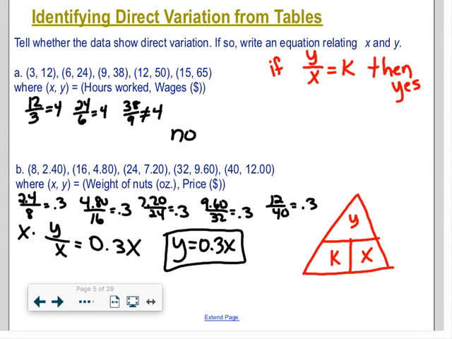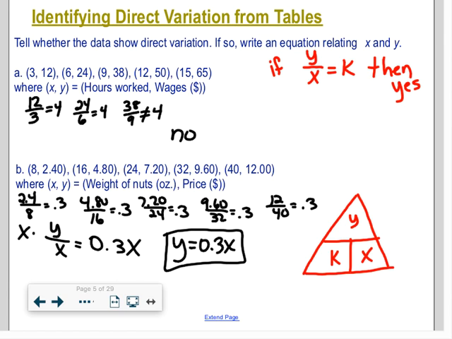Let me do this one more time, okay? This is cool. If you're looking for y, you take k times x. If I'm looking for k, I do y divided by x. And if I want x, I do y divided by k. Do you see how that works? It's kind of cool. All right.